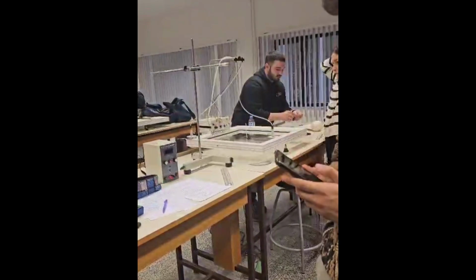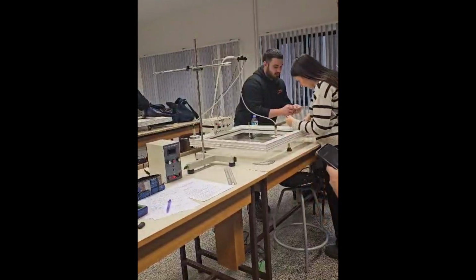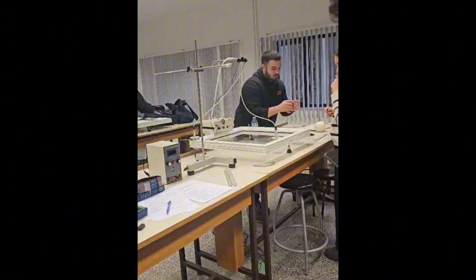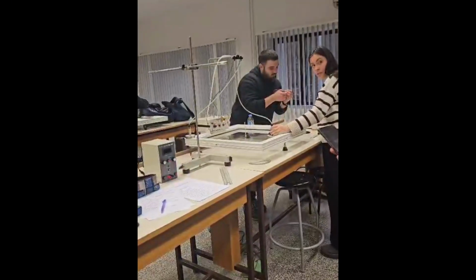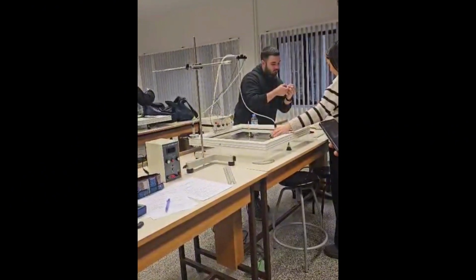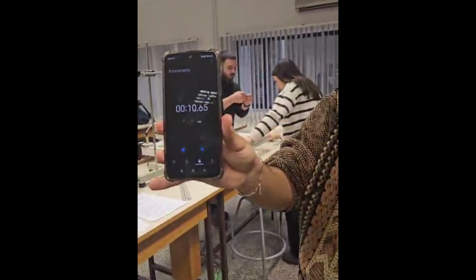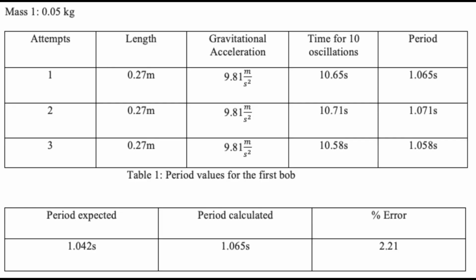Here you can see my experimental setup. It includes a retort stand, a string, and a pendulum bob. I calculated the time by using the timer in my mobile phone. Here you can see the result. The table includes the data for the 0.05 kilogram pendulum bob. I also took the time for 10 oscillations to provide better results. I also calculated the error as 2.21%, which is relatively low.